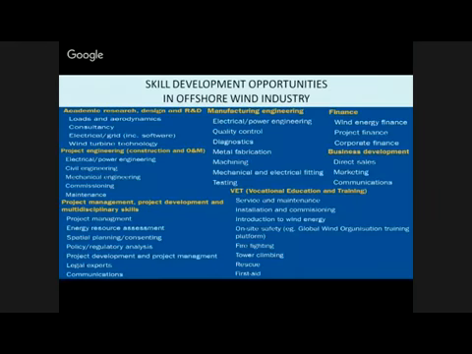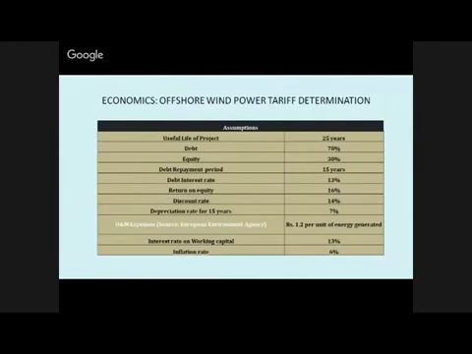A lot of skill development opportunities are there in offshore wind energy. Interdisciplinary areas have to be involved, and this is a must. Therefore, even courses can be started in the case of offshore wind energy. And we have done economic analysis also. And in the economic analysis, what happens?